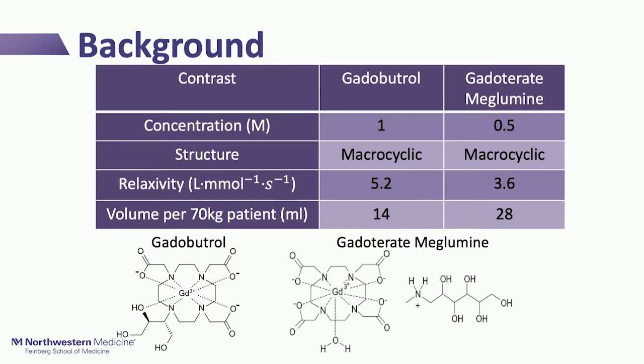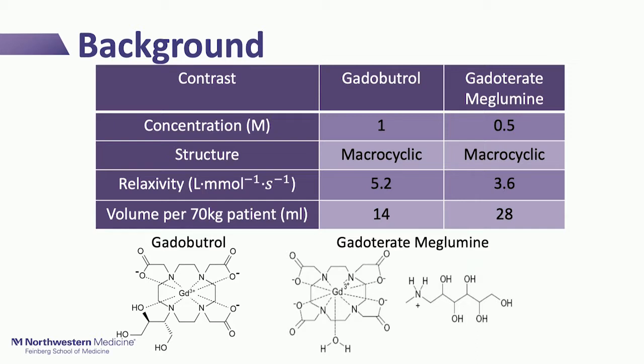Gadobutrol has a higher concentration with a lower volume, while Gadoterate Meglumine has a lower concentration with a higher volume. And as you can see by the structures below, they look very similar. They're both macrocyclic structures, meaning that the ligands bind to the gadolinium ion to form a cube-like structure, and they both have the same amount of gadolinium in them. You might also notice that the relaxivity is slightly higher in Gadobutrol.